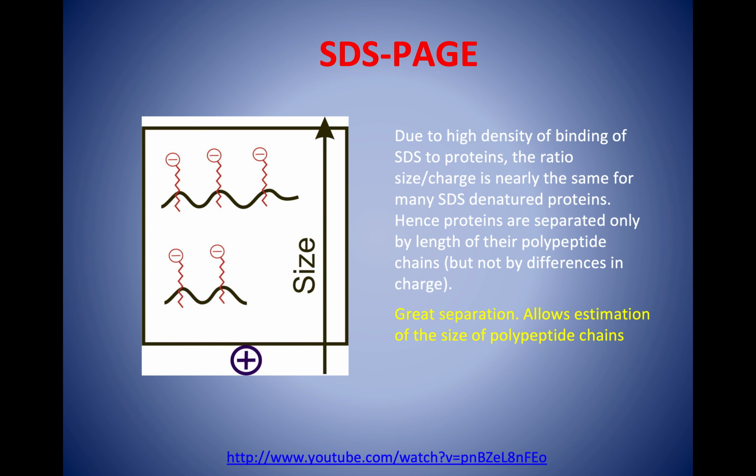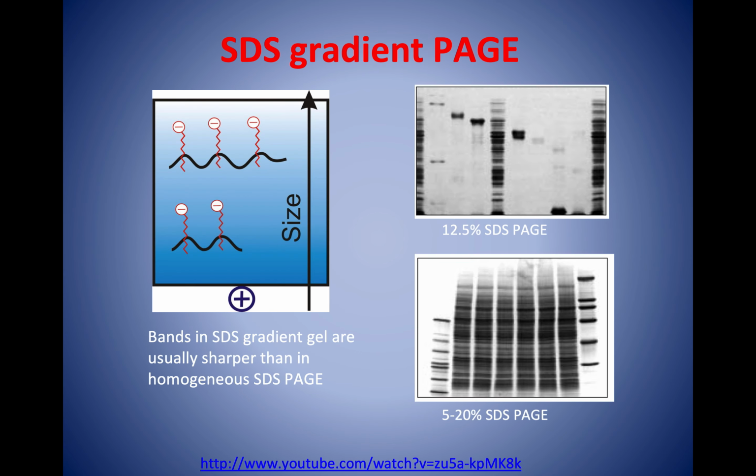So it is a great separation technique because it allows estimation of the size of the chain of your polypeptide. Now, apart from normal SDS-PAGE, we also have SDS gradient PAGE. Similar to the native gradient PAGE, that means you have a range of concentration for the SDS gradient PAGE.